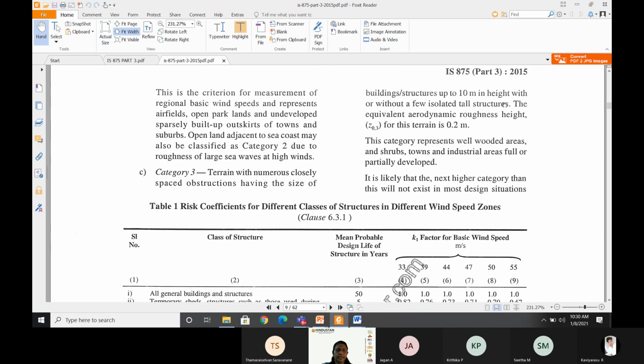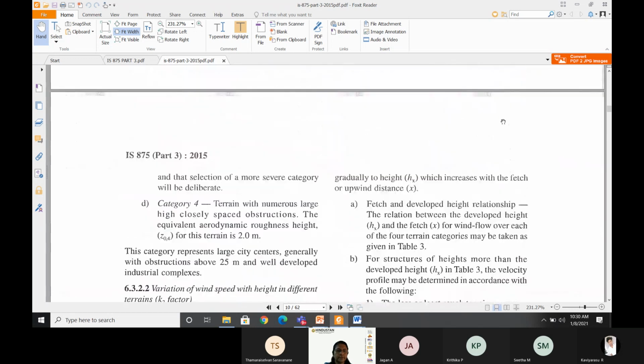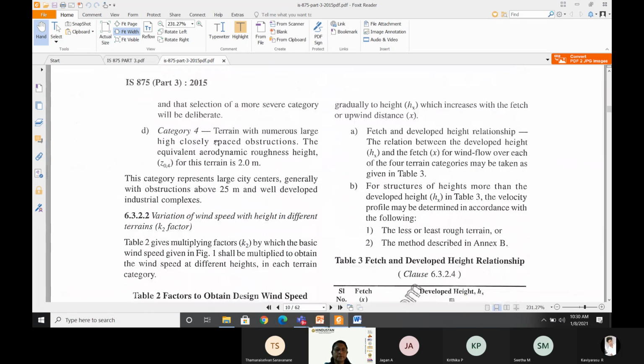And category 4 is a terrain with numerous large, high, closely spaced obstructions. That means if you take Chennai city, Bangalore city or Mumbai city, that particular terrain has numerous closely spaced structures and most of them are tall structures. Such terrain we call terrain category 4. So I hope you understood what terrain category 1, 2, 3 and 4 are.